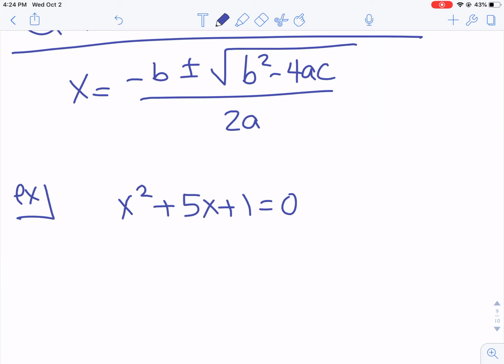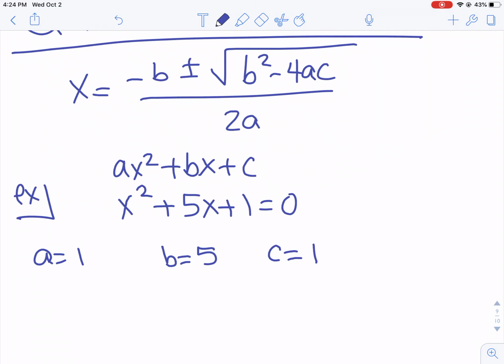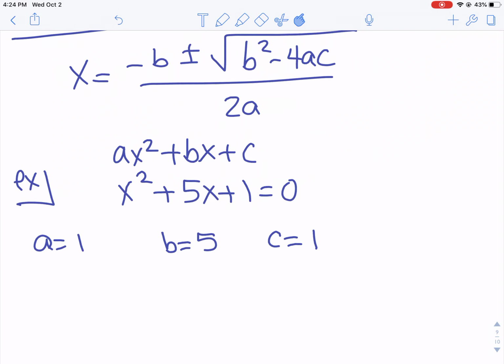You could also solve it using the quadratic formula. So we have to know what a is. a is your leading coefficient, because this is all in the form of ax squared plus bx plus c. So a is 1, b would then be 5, and c would also be 1.